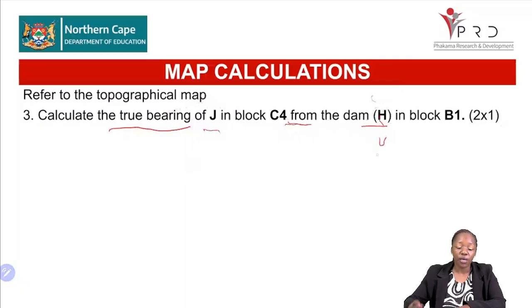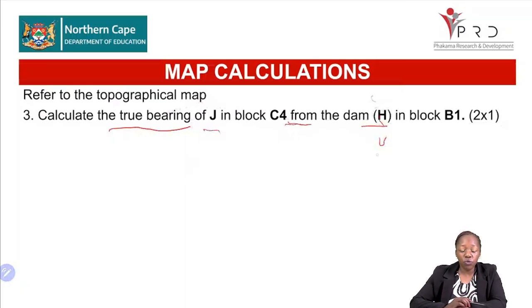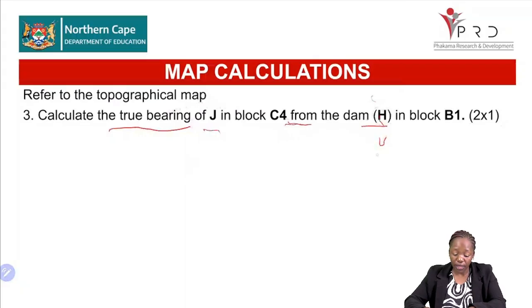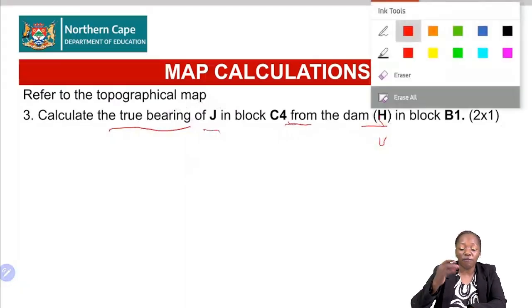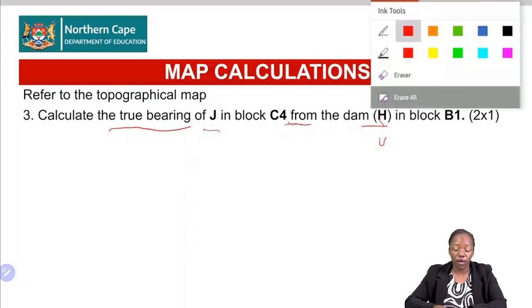So therefore, I'm going to give you 3 minutes to work on this. Remember again, for you to calculate the true bearing, you need your ruler so that you can draw your true north line so that it is straight. And then you need to have your protractor whereby you're going to have that angle. So your 3 minutes start now. After 3 minutes, we then do the correction.